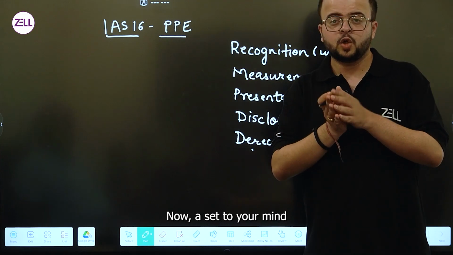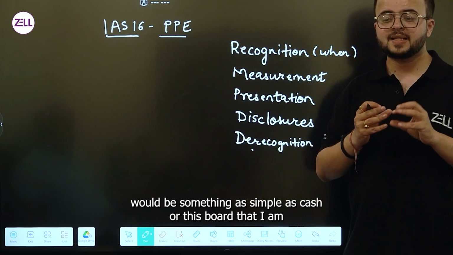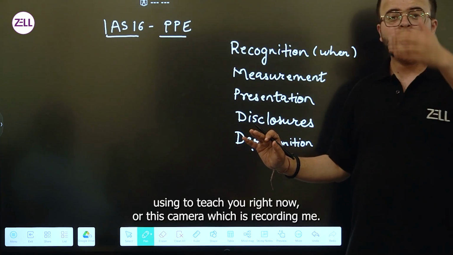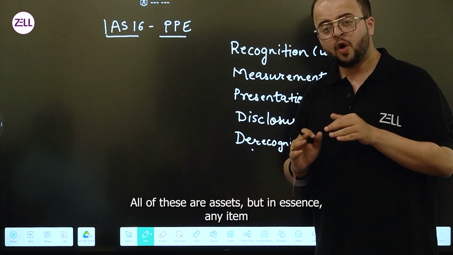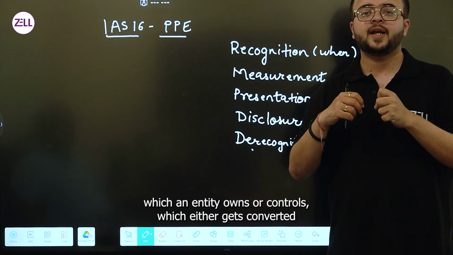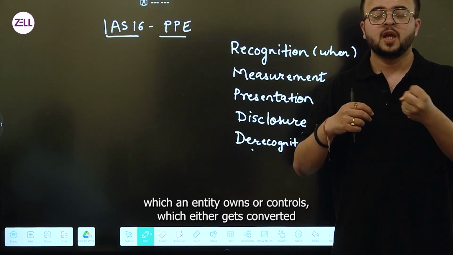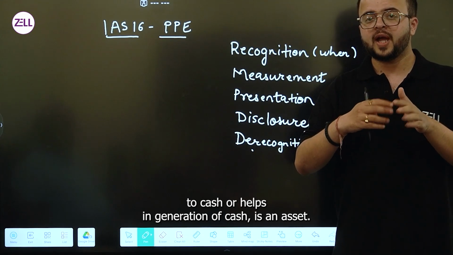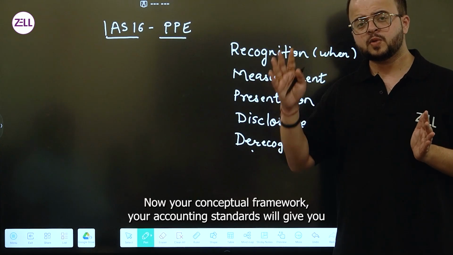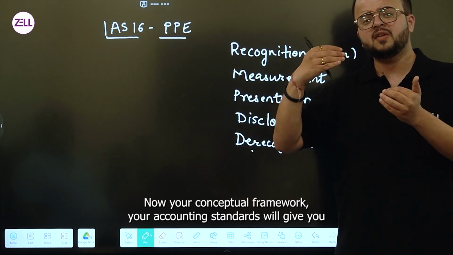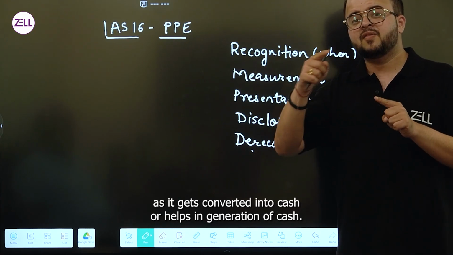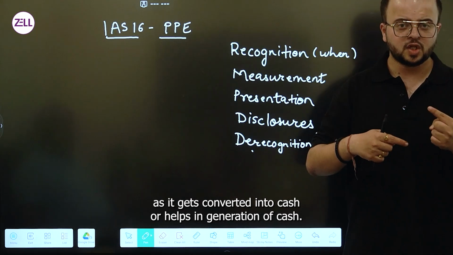Now, asset to your mind could be something as simple as cash, or this board that I'm using to teach you right now, or this camera which is recording me. All of these are assets, but in essence, any item which an entity owns or controls, which either gets converted to cash or helps in generation of cash, is an asset. Now, your conceptual framework, your accounting standards will give you more clarity on each of these items, as in gets converted into cash or helps in generation of cash.